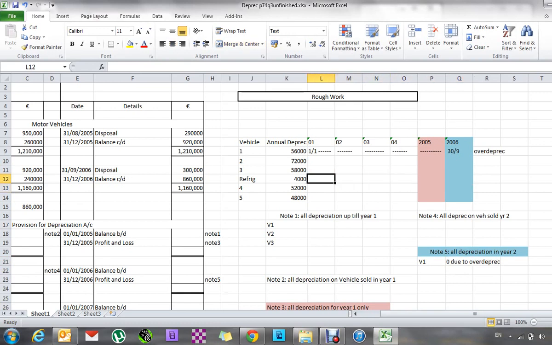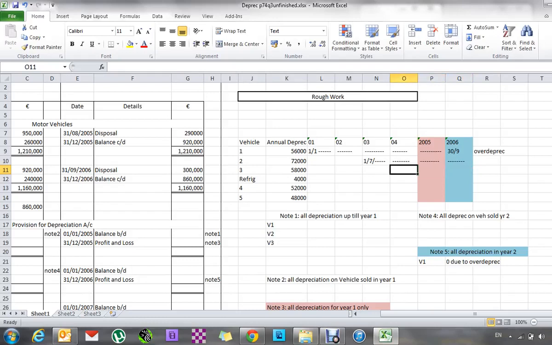Now, moving on to the next one. So vehicle number 2, I bought on the 1st of 7th, 03. And I would have had that for all of 04. It doesn't say anything about me getting rid of it in 05, and the same for 06, so I still had it at the end of 06.